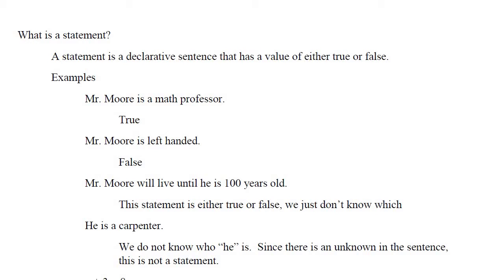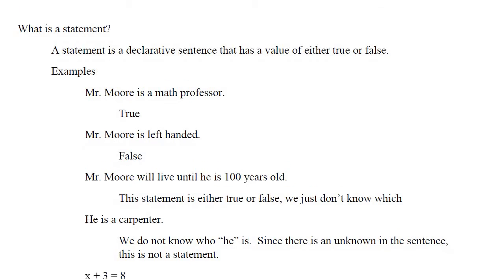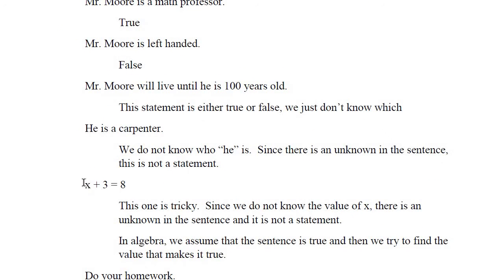Now the next one, we have he is a carpenter. Well, that is a declarative sentence, but since we don't know who he is, this is not considered to be a statement. He is a pronoun which represents some person, and we don't know who that person is. In a similar fashion in algebra, if we have x plus 3 is equal to 8, that x represents some unknown value. So this is not considered a statement either.